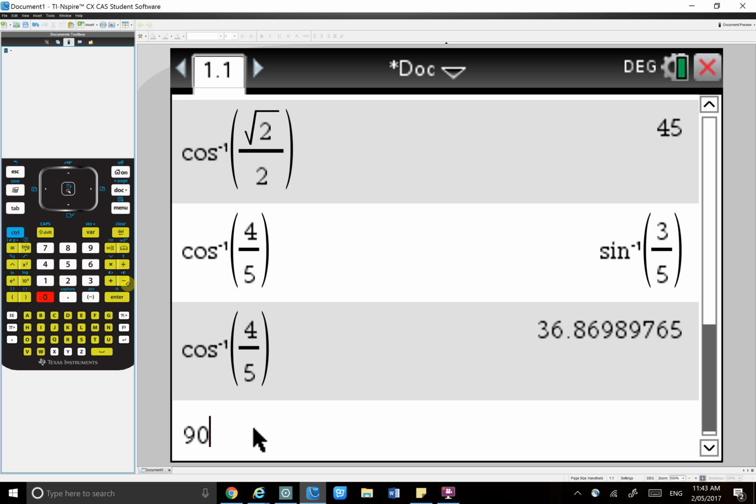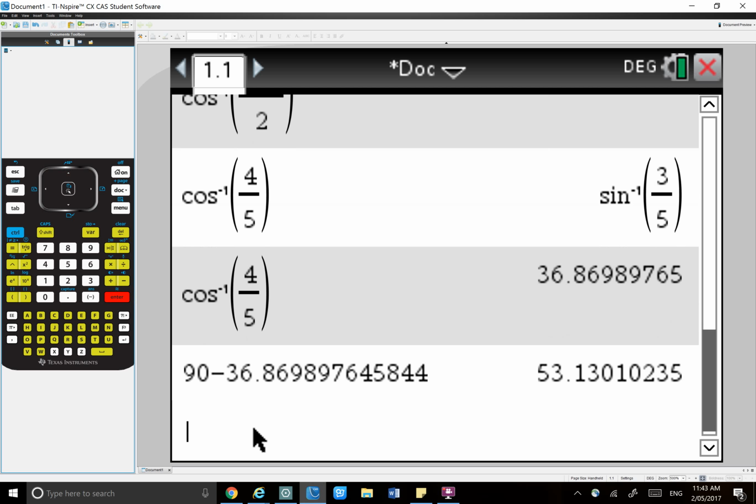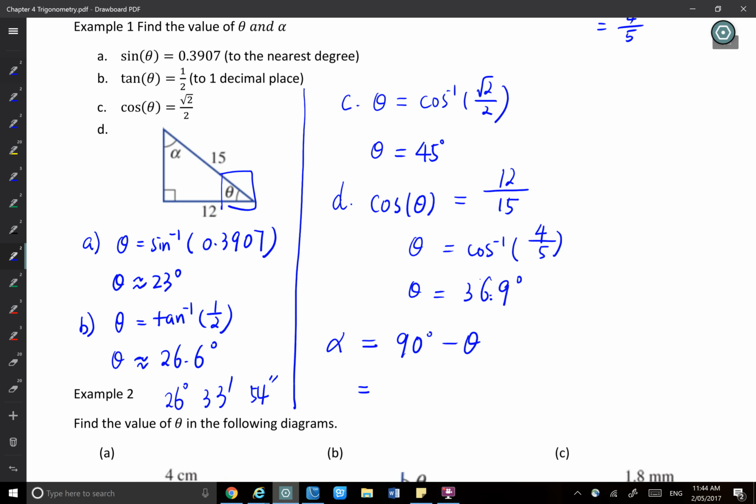So 90 minus theta is that value. Copy that down. Enter. 53.1 degrees. Okay, 53.1 degrees.